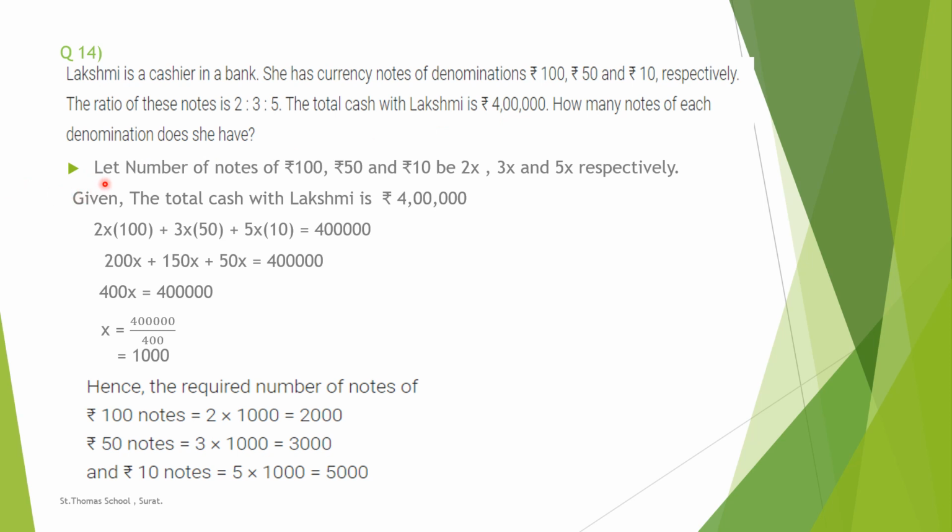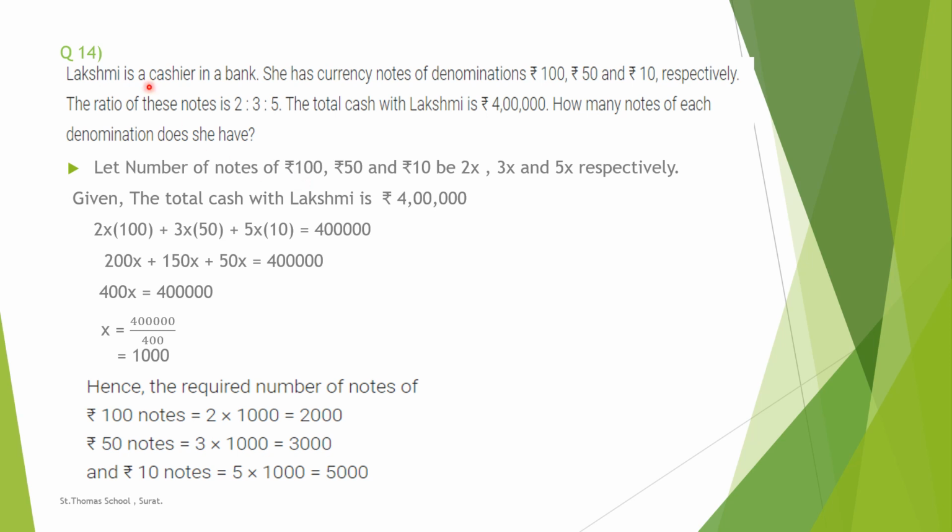Okay. Now let the number of notes of rupees 100, rupees 50 and rupees 10 be in the ratio 2 is to 3 is to 5. So we will write 2x, 3x and 5x respectively. Given the total cash with Lakshmi is 4 lakh. What is the meaning of this? She has 2x notes of 100. So what is the total amount of 100 rupee notes? 2x multiplied by 100. It's clear? Suppose you have 5 notes of rupees 100. So how much amount do you have? 100 multiplied by 5, that is 500 rupees you have.